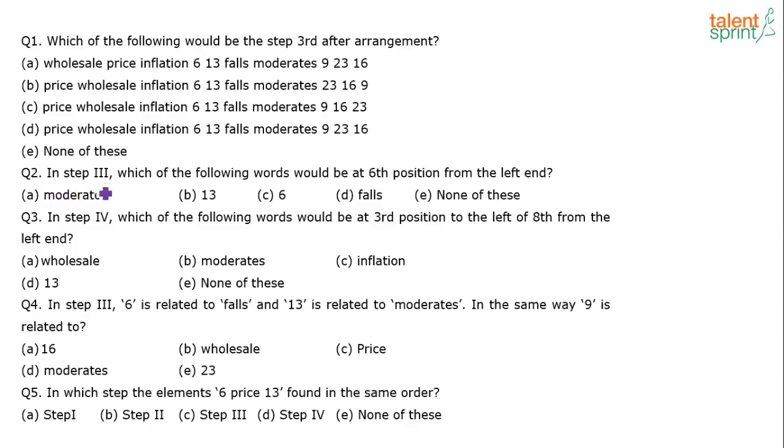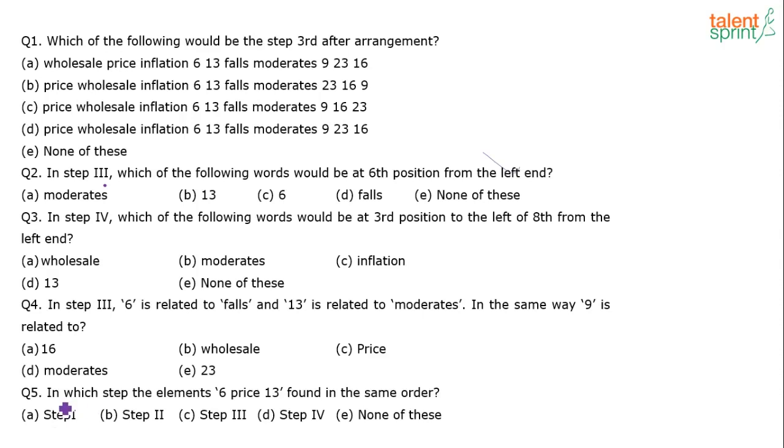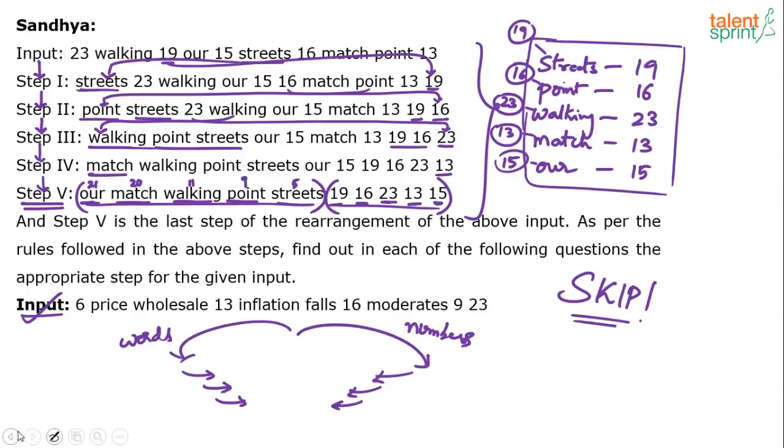Like for example, look at question number 2. In step 3, which of the following words would be at 6th position from the left end? In step 4, which of the following words would be 3rd position to the left of 8 from the left end? In step 3, 6 is related to falls, 13 is related to moderates. Then in the same way, 9 is related to what? Answering these questions would be possible if and only if I have a complete arrangement like this, right? Exact sequence of step 1, exact sequence of step 2, exact sequence of step 3, and so on. Then in the last question, you see in which step the elements 6, price, 13 are found in the same order. So we better do the complete arrangement for the given input, right?